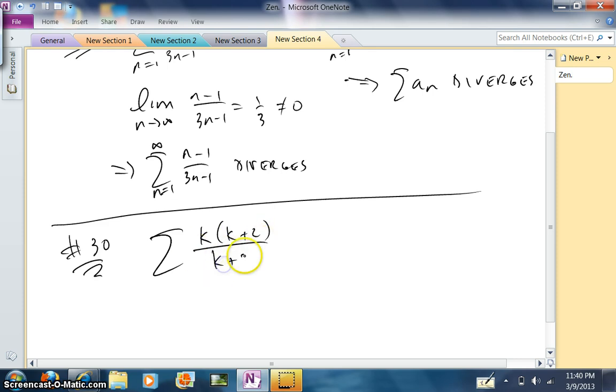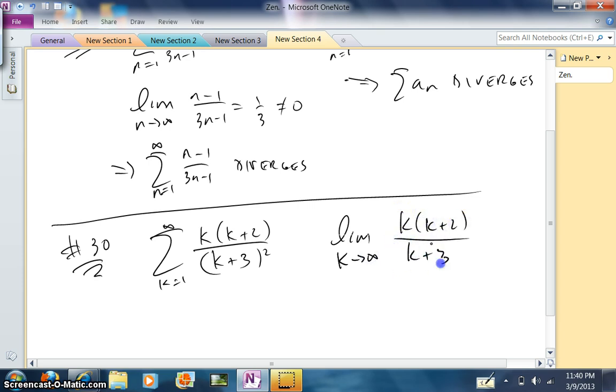Same thing for number 30, but for number 30, it looks a little more confusing, a little more intimidating. You really just want to focus in on the powers of k. In the numerator here, if I were to multiply it out, I would get a k squared. That would be the highest power. And on the bottom, if I were to multiply that out, the highest power would be k squared. So there's a pair of k squareds, and so we just extract the coefficients, taking the limit as k goes to infinity of k plus 2 over k plus 3 squared.